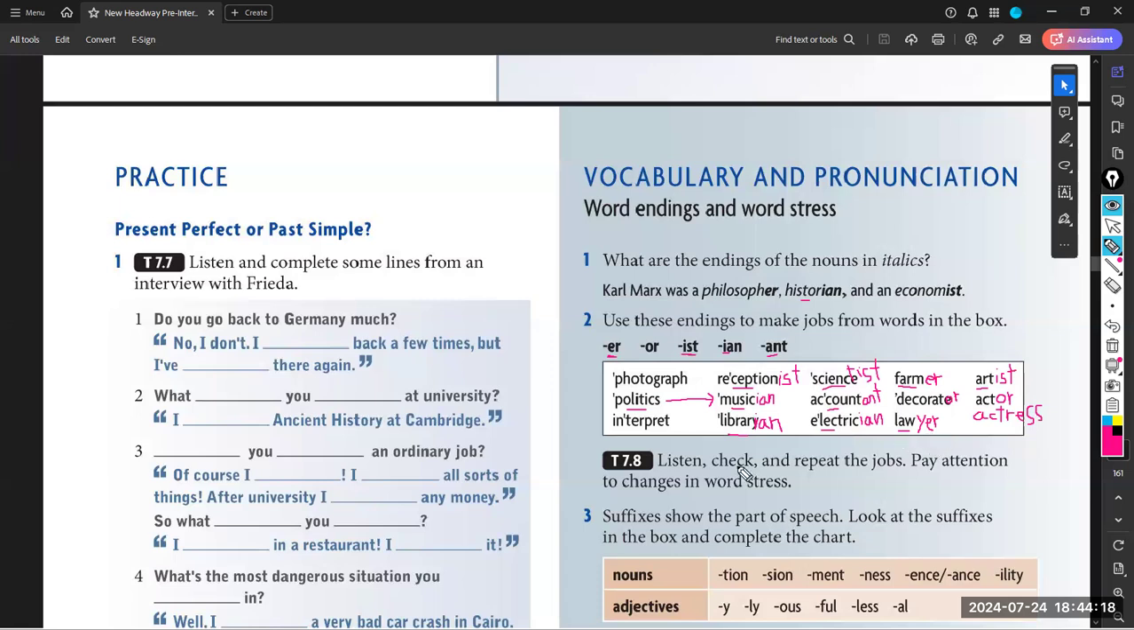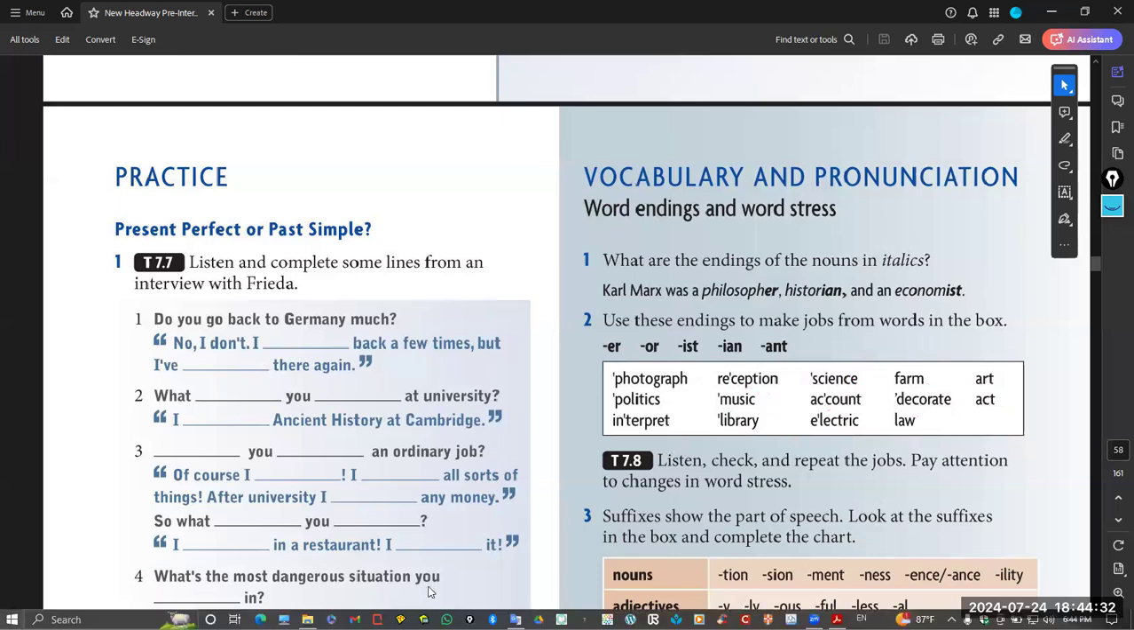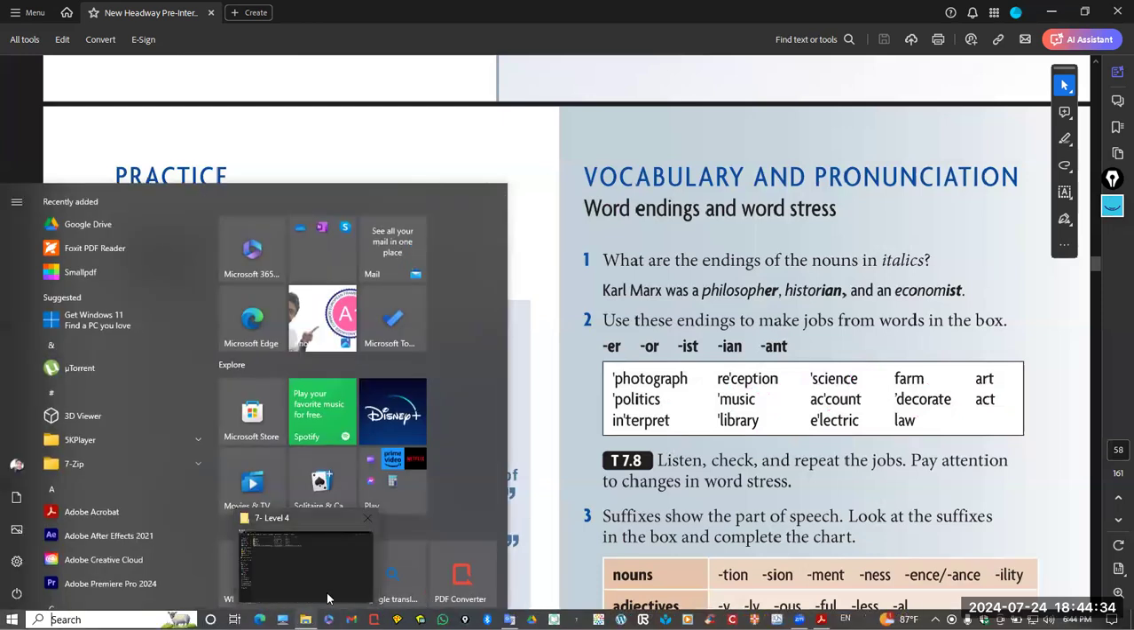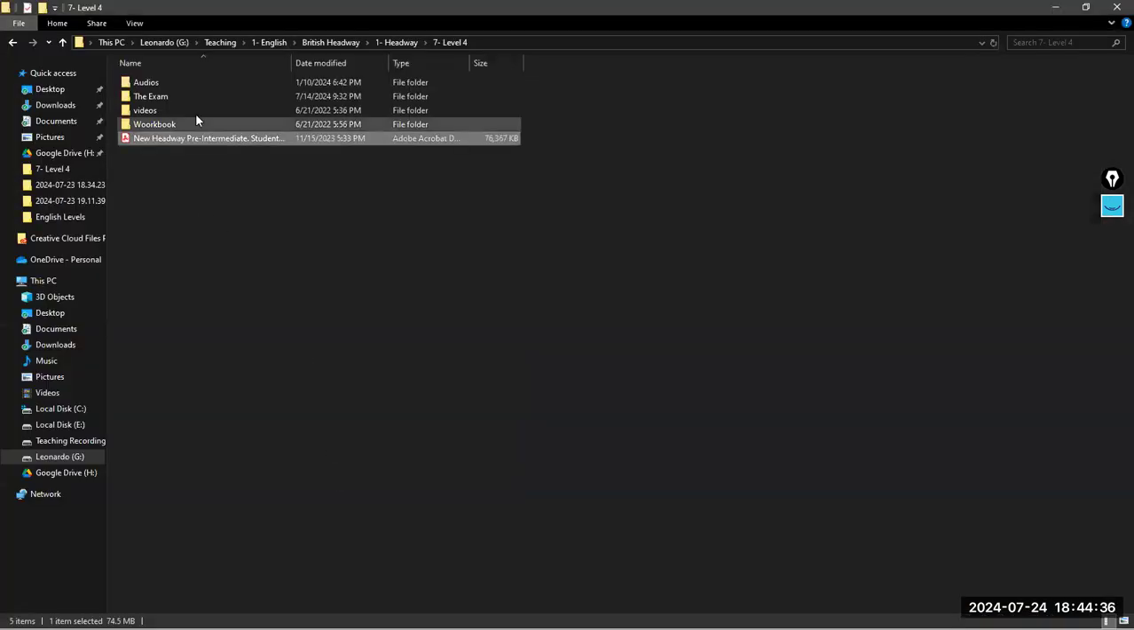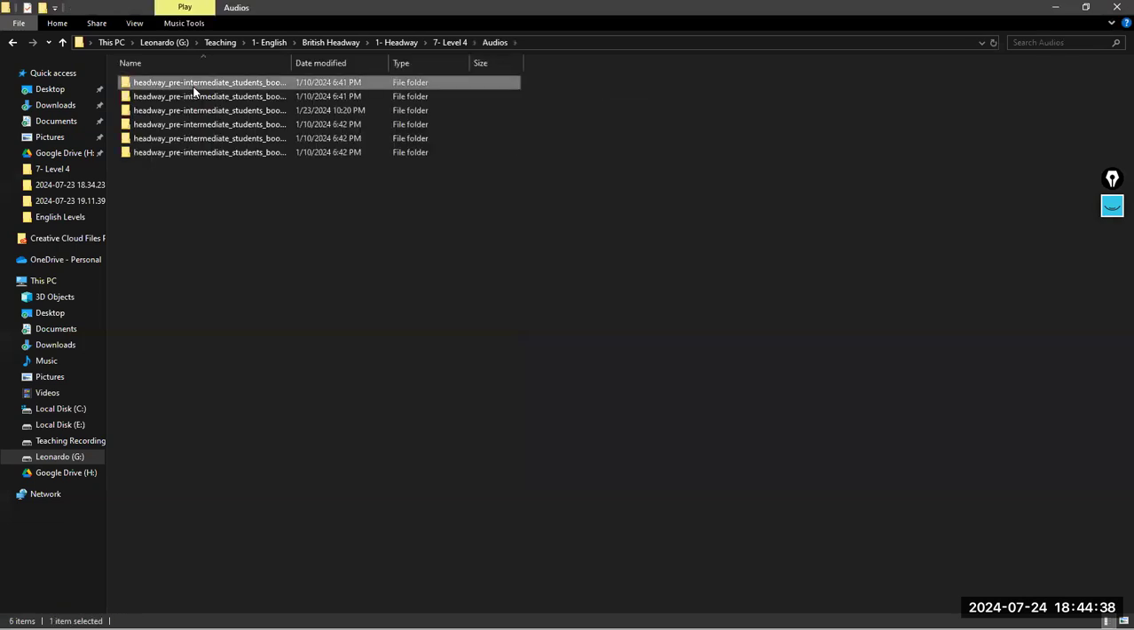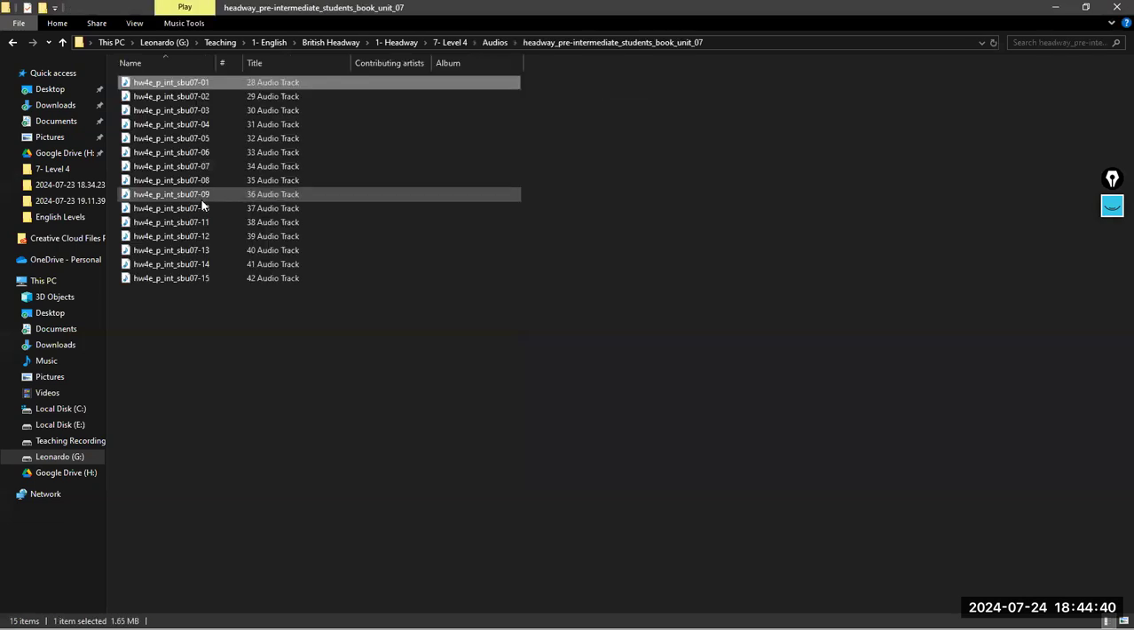So we notice that we have some suffixes I can add just to mention the jobs. Now let's listen to these words. Now the recording is about 7.8. So let's listen to 7.8 and please listen to them carefully. So this is Unit 7, and this is Recording 8.